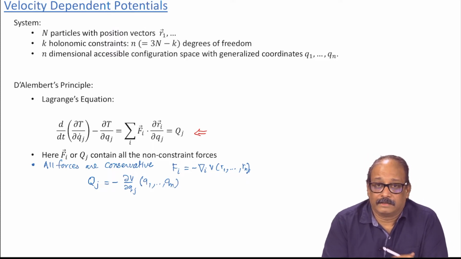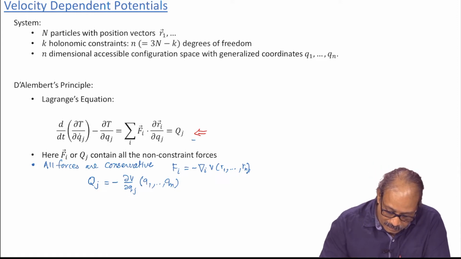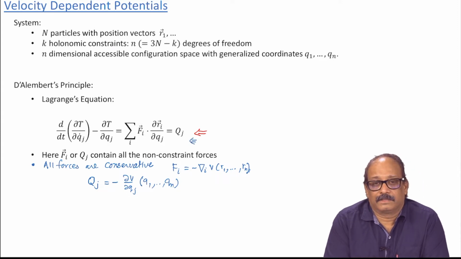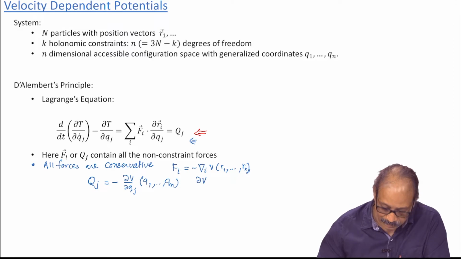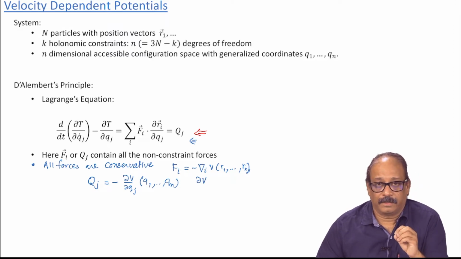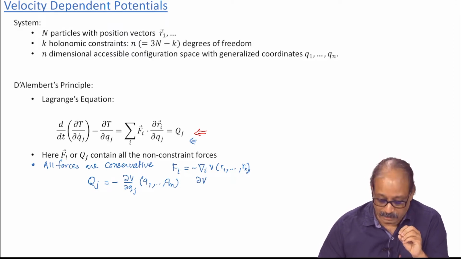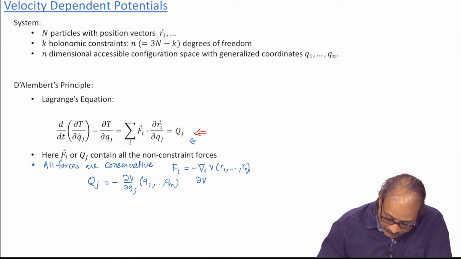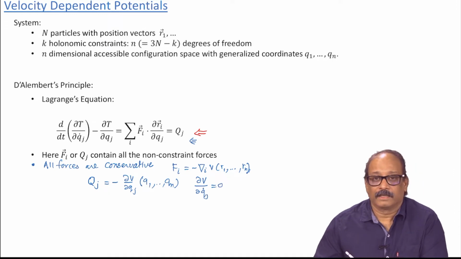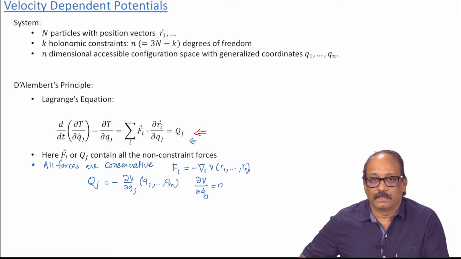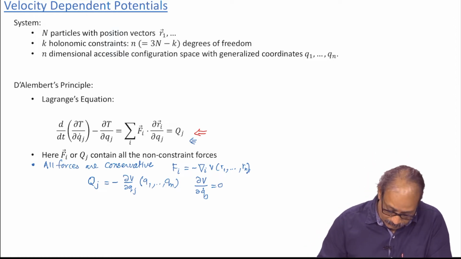Okay. And then we put this back into the first equation here, and when I put this back into that equation, what will happen is this. Remember, V, the potential, does not depend on the generalized velocities. So that means the partial derivative of V with respect to Qj dot is 0, and this is what we used to write the final form of Lagrange's equations.